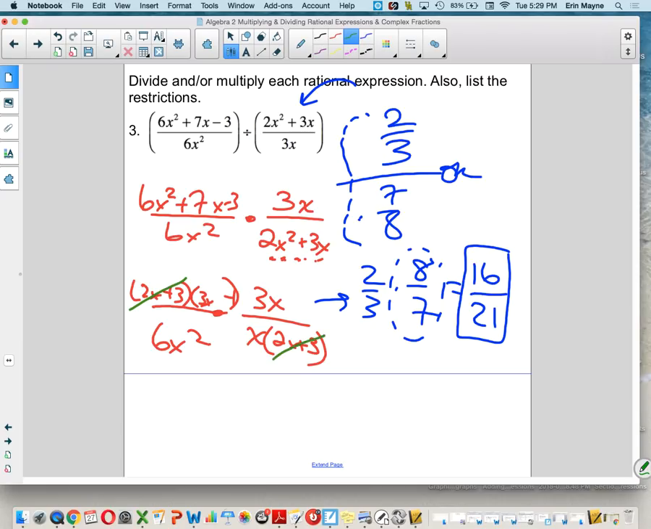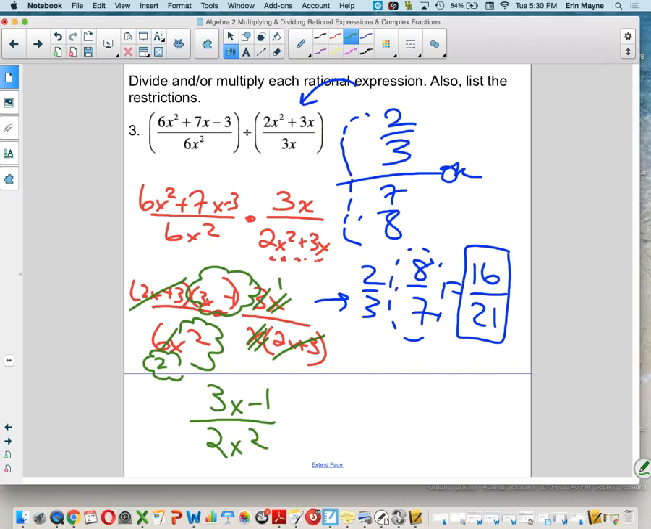This 2x plus 3 is gone. Then you have an x here that can cancel with that x there. This 3 can go into that 6 twice. Oftentimes it helps to circle what you have left. You have a 3x minus 1 on top, a 2 on bottom, and an x squared on bottom. Your final answer is 3x minus 1 over 2x squared.